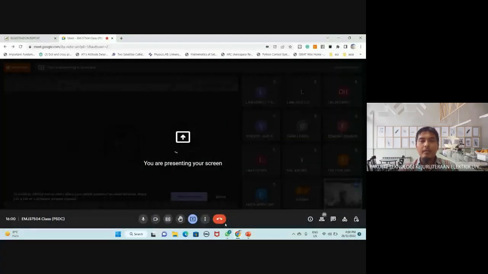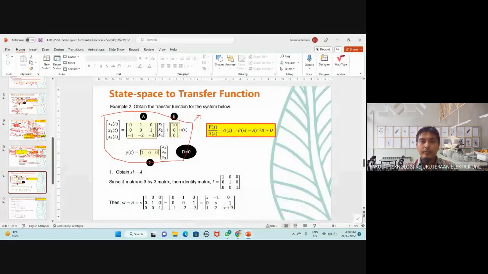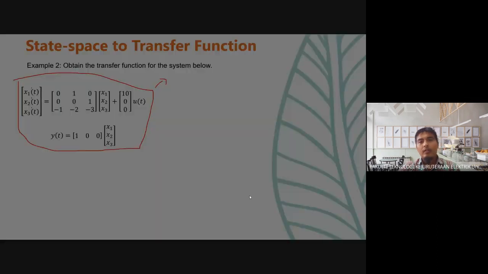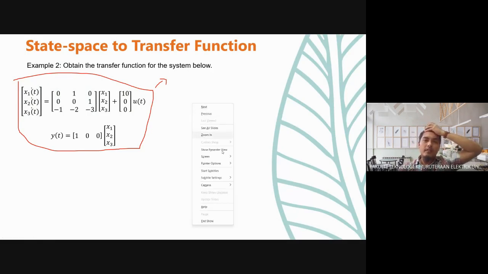Alright, so I will continue with the lecture, continuing with the second example: how to calculate the transfer function from a third order state space. According to the question, this is a third order system. The question is: obtain the transfer function for the system below.